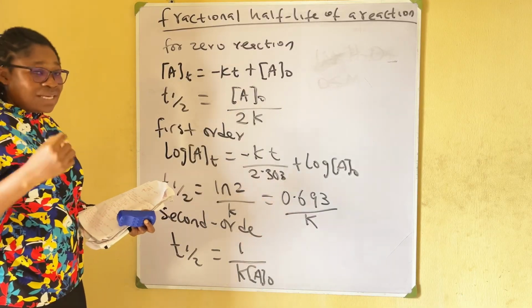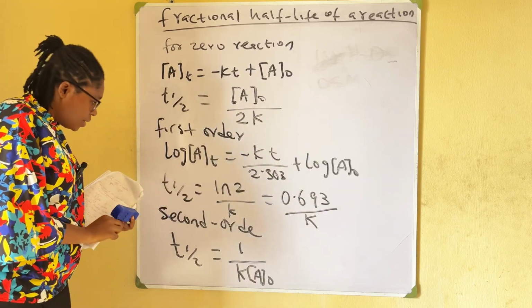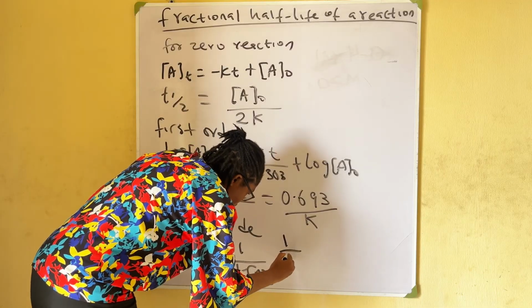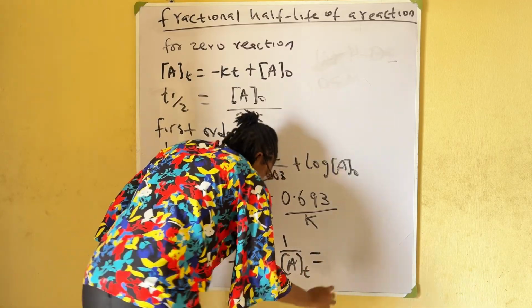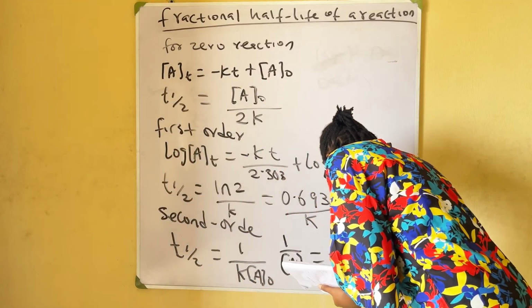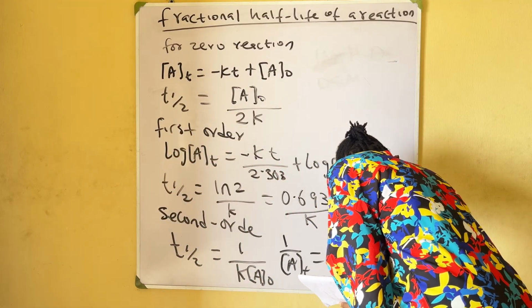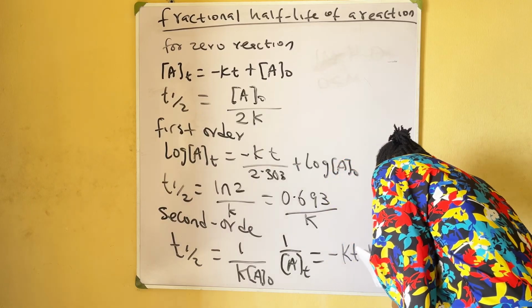So we'll be solving some exercises on half-life. So remember this equation. Let me write the equation for second order because we'll still need it. So inverse of final concentration equals KT plus 1 over initial concentration.